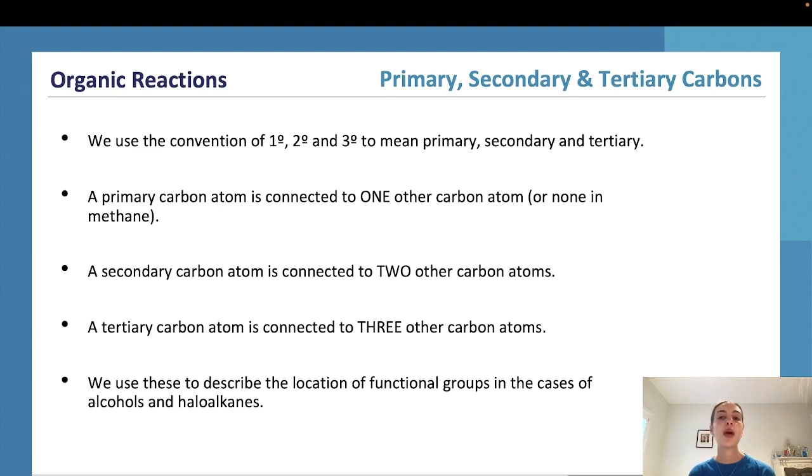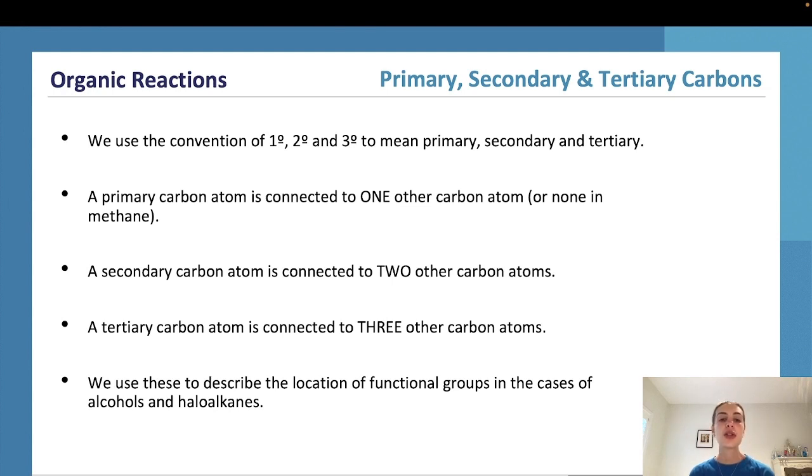We also need to look at primary, secondary, and tertiary carbons. And so when we look at these, we're always using the convention of 1 degree, 2 degree, and 3 degree to mean primary, secondary, and tertiary. Those are just our shortened names. A primary carbon atom is the carbon atom which is connected to one other carbon atom, or for example, in methane, no other carbon atoms. A secondary carbon atom is going to be connected to 2 other carbon atoms. And then a tertiary carbon atom is going to be connected to 3 carbon atoms.